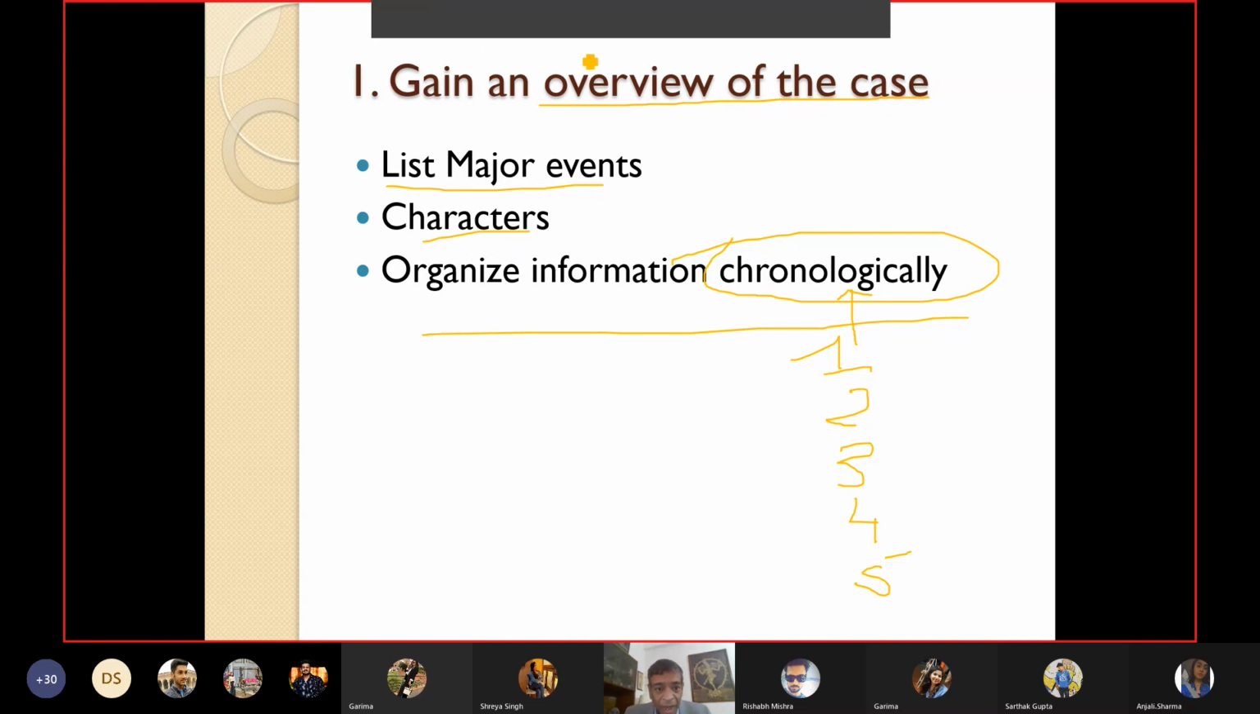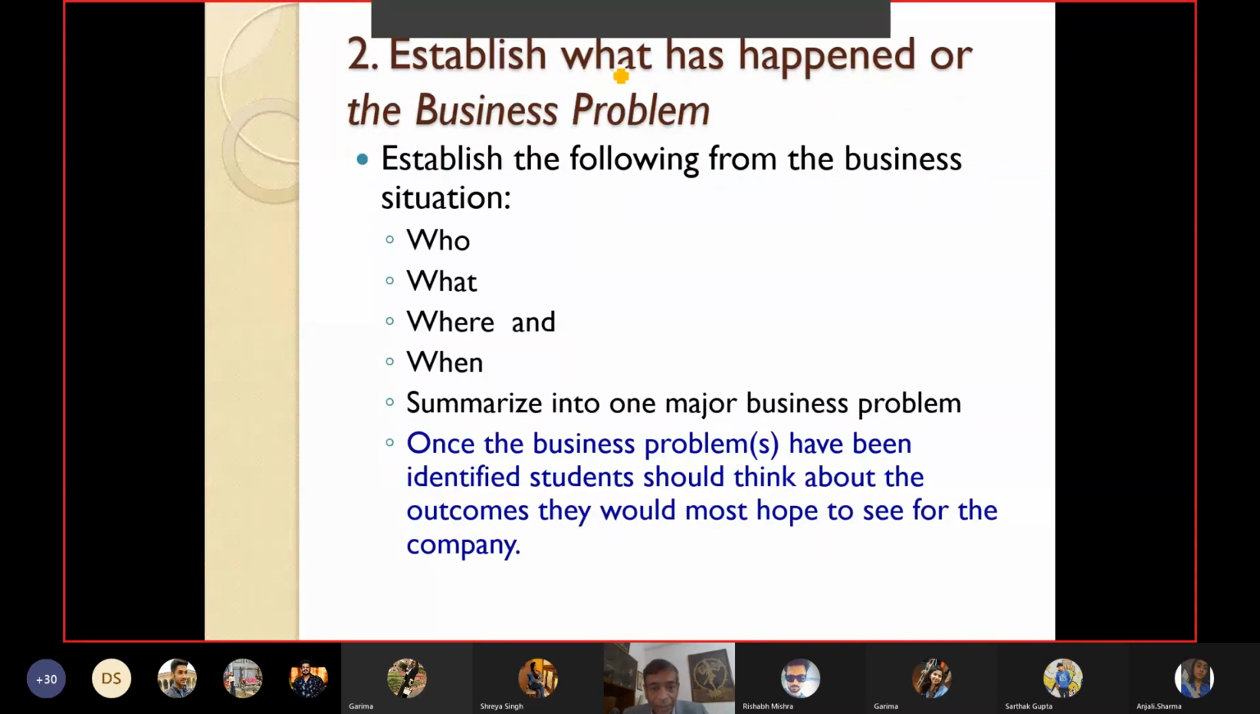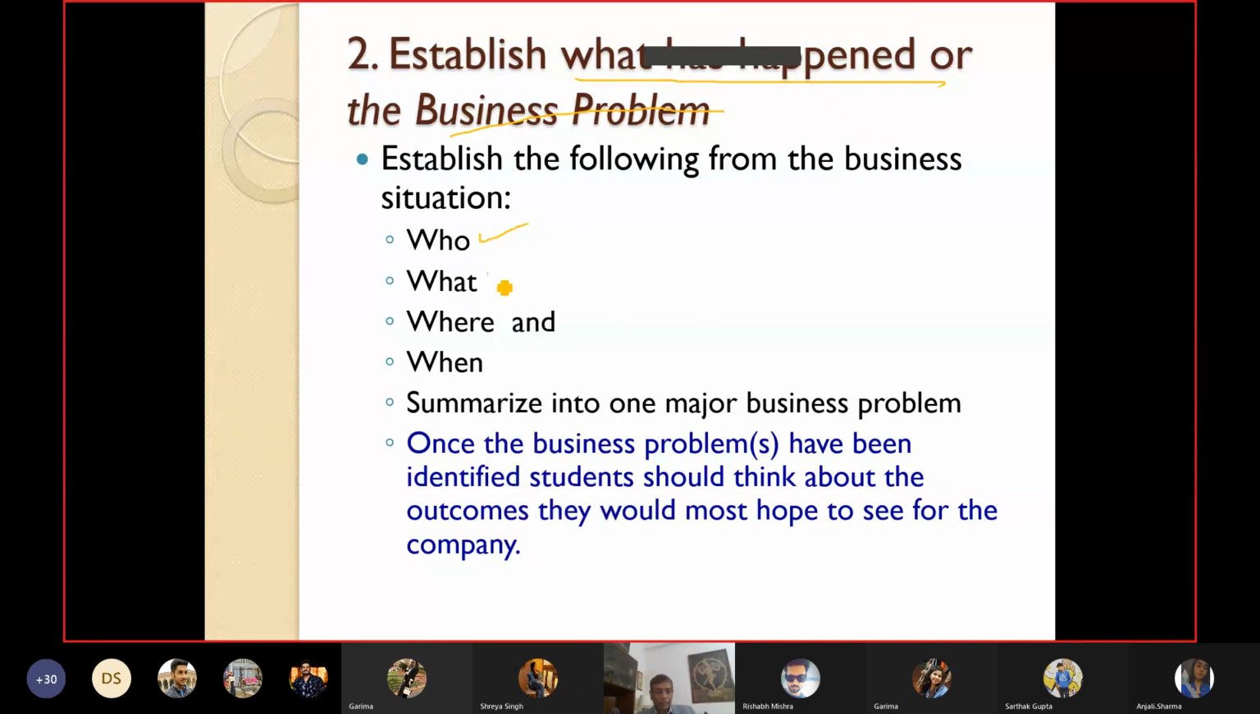Sometimes a case can be very misleading because you don't know what comes first. So you need to read the case first, list down the events and characters, and organize them chronologically. Then establish what has happened or what the business problem is. That means who was responsible for the problem? What was the problem? Where did the problem happen? When did it happen? Summarize all this into one major business problem.